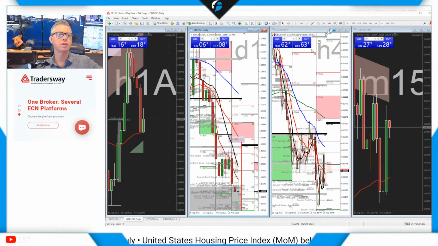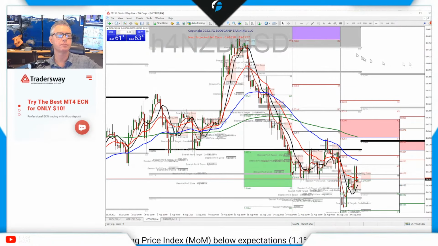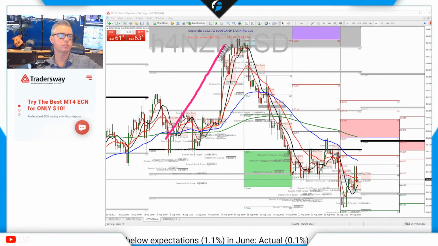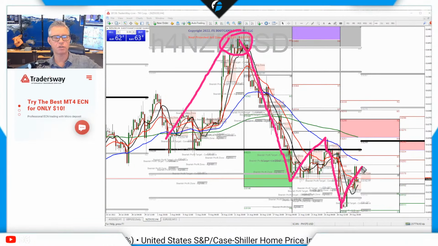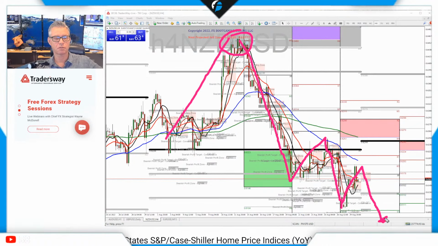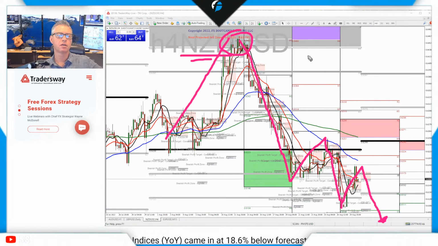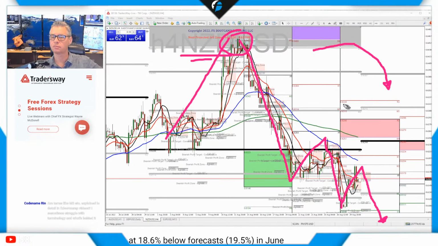All right. Looking at Kiwi dollar. Okay. We had a massive up move. Hit target. Counter trended. Pulled back. Okay. And now is in a new trend. Retail traders are heavily long Kiwi, but institutional traders are rolling it over to the short side.